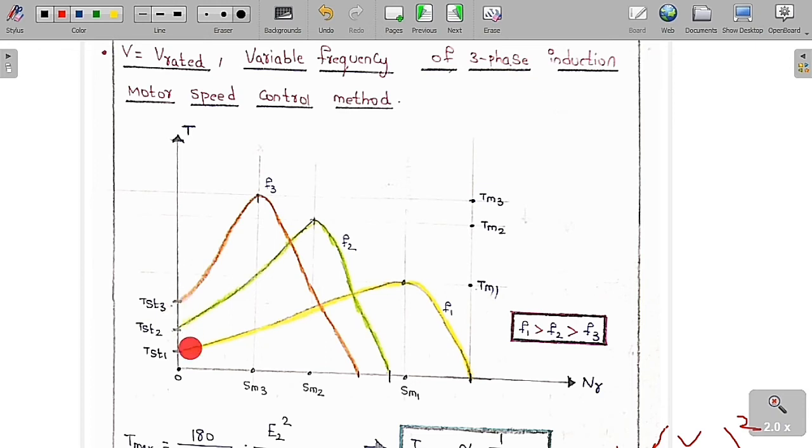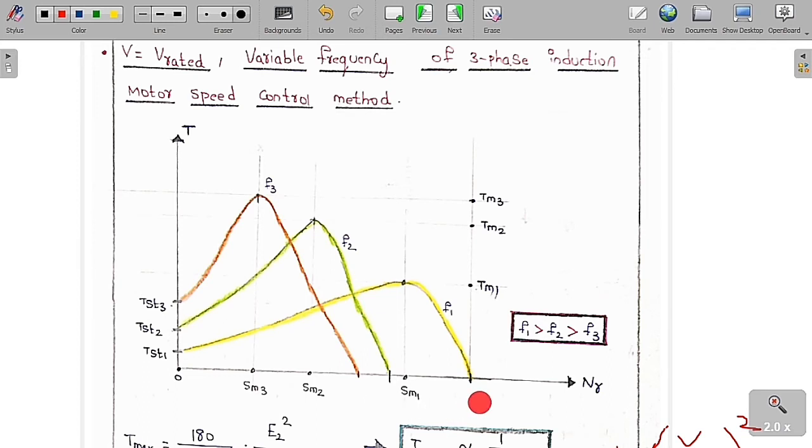Therefore TST3 is less than TST2, which is less than TST1, and TM3 is less than TM2, which is less than TM1, and F1 is less than F2, which is less than F3. Here also, whenever the frequency increases, the slip at maximum torque will decrease. So SM1 is greater than SM2, which is greater than SM3. As frequency increases, the maximum torque decreases, the starting torque decreases, the slip at maximum torque decreases, and the synchronous speed increases.